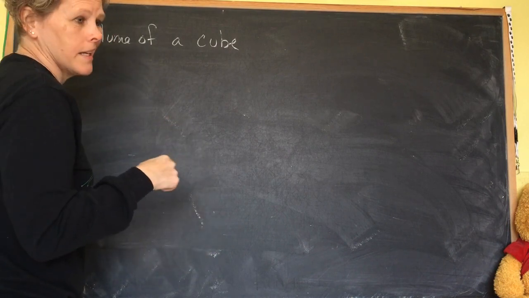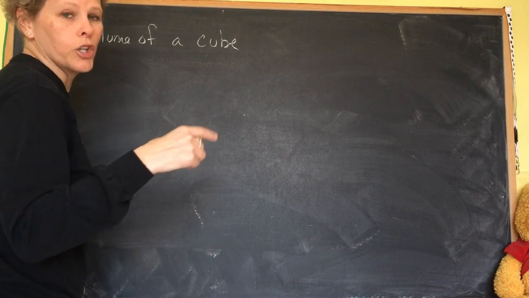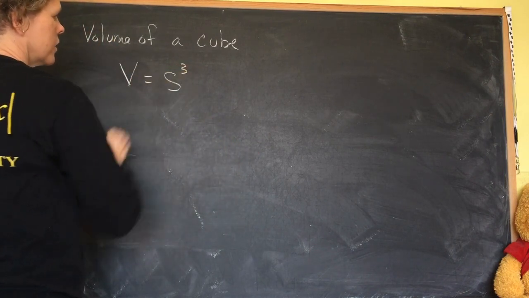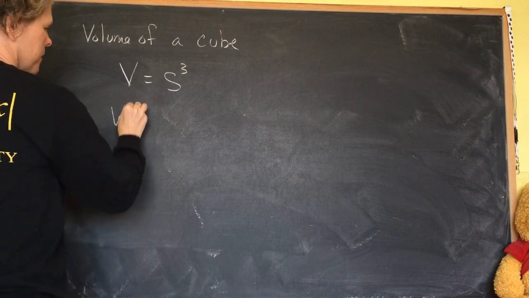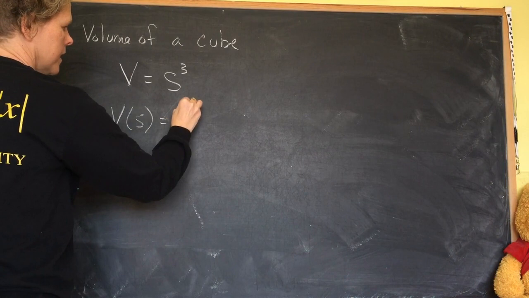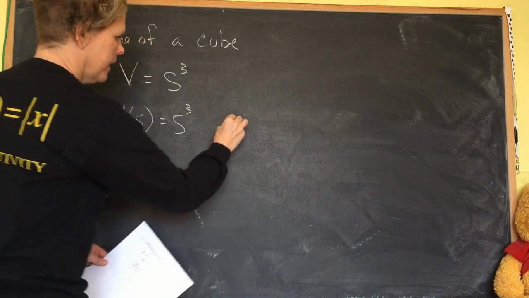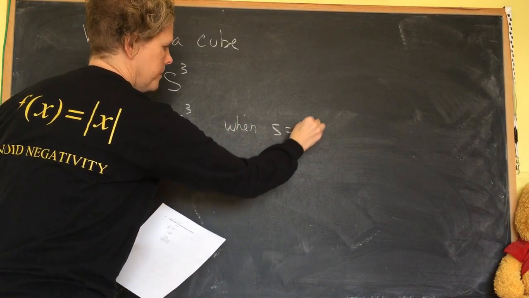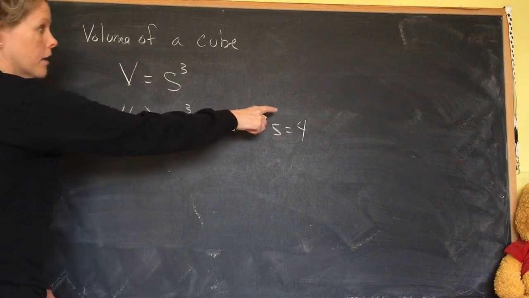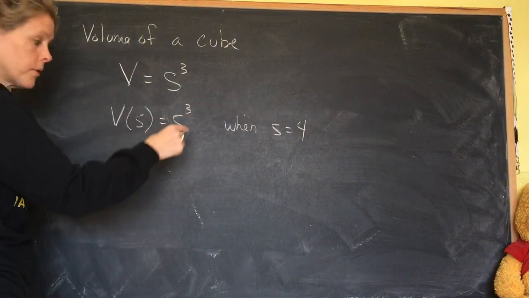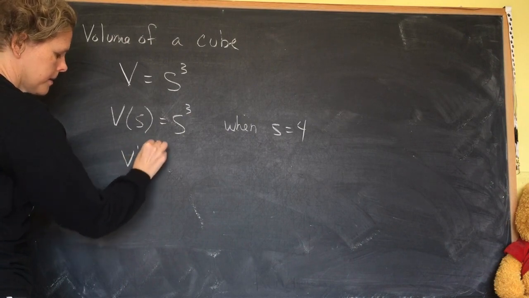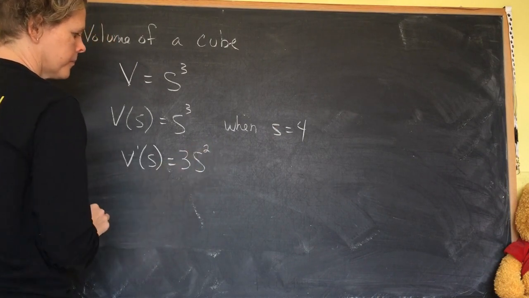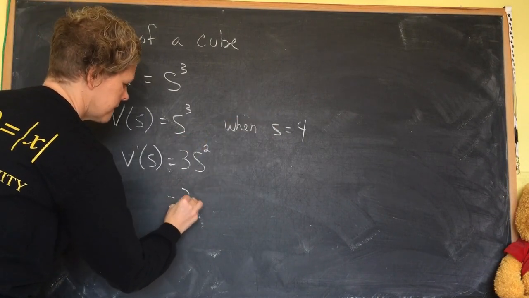So in a cube, it's length times width times height, but in a cube, all the sides are the same. So I'm going to say that the volume is just side cubed. So now I could say that my formula is V of S is equal to side cubed. And I want it when S is 4. All right, well again, do not plug this 4 in here right away. You have to take the derivative first. So V prime of S, power down. Now I can take the 4 and plug that in there.